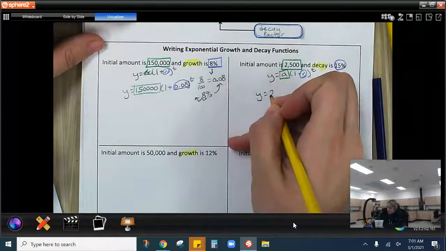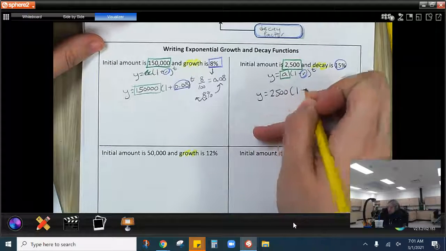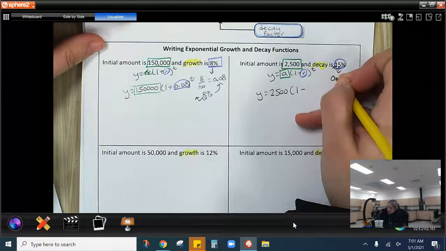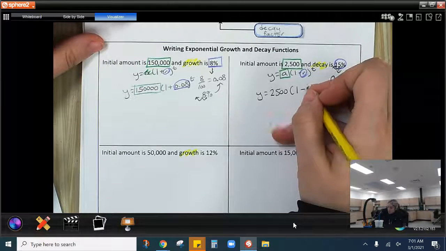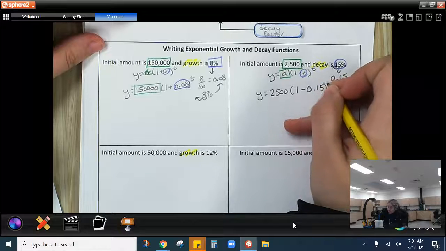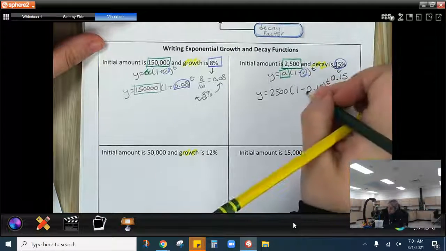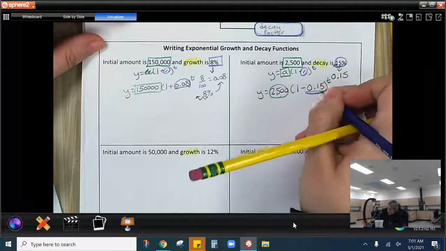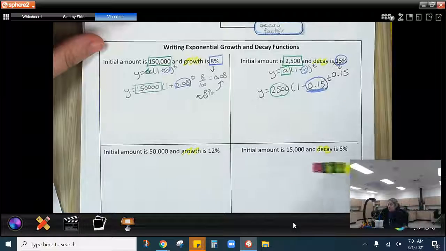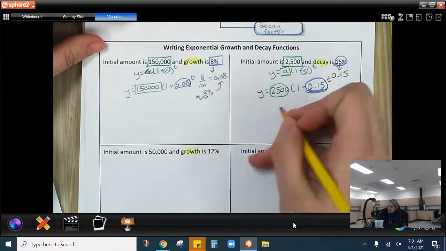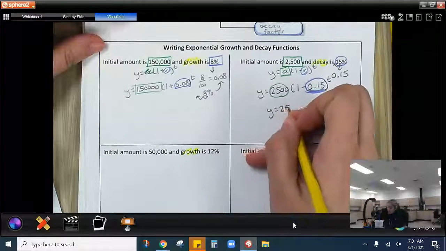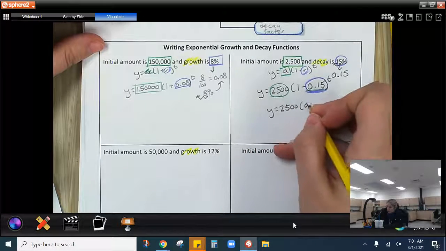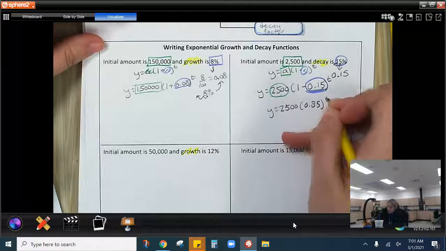So I'm going to rewrite this as Y equals 2,500 times (1 minus my 15%). If I move my decimal place over, that would be 0.15. So minus 0.15 to the T. I can simplify this down too. So Y equals 2,500. If I do 1 minus 0.15, I end up with 0.85 to the T.